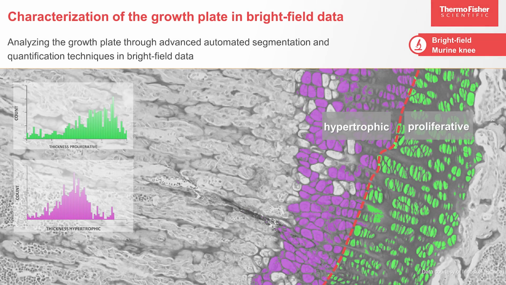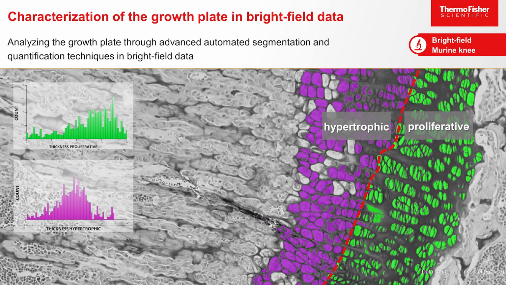As the second use case, we would like to present to you data which was provided by the company Inoska. Here, the researchers were interested in segmentation and analysis of the proliferative and hypertrophic parts of the growth plate of the bone. And they wanted to use these for better understanding of the mechanisms which are related to certain diseases.